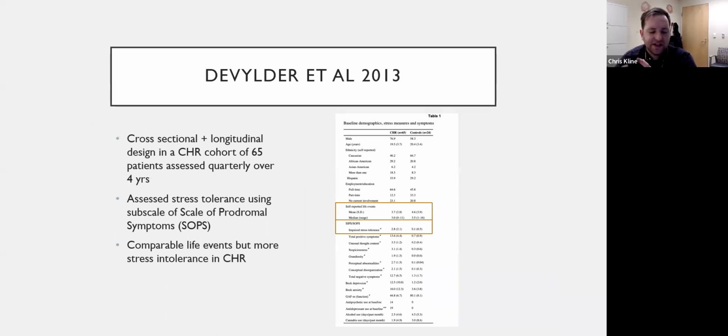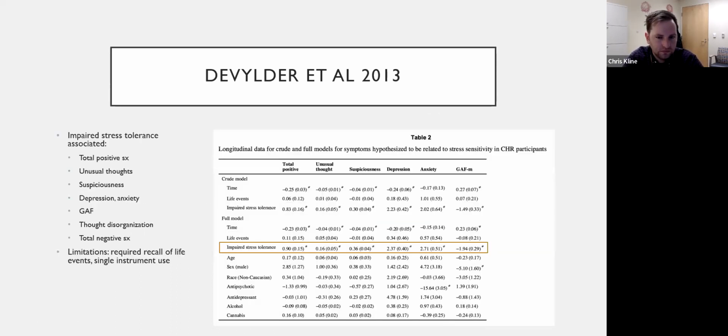Okay, so this next study was a cross-sectional and longitudinal study looking at a cohort of 65 high-risk patients and 24 healthy controls assessed quarterly over 4 years. They were looking for associations between stress sensitivity and exposure to stress, so self-reported life events here, with the development of psychosis symptoms. Both stress tolerance and the psychosis symptoms were measured using the scale of prodromal symptoms. The baseline scores are included here. It's a little hard to read, but the high-risk cohort had statistically significant higher impaired stress tolerance scores, 2.8 versus 0.1, but comparable, if not lower, self-reported life events compared to healthy controls.